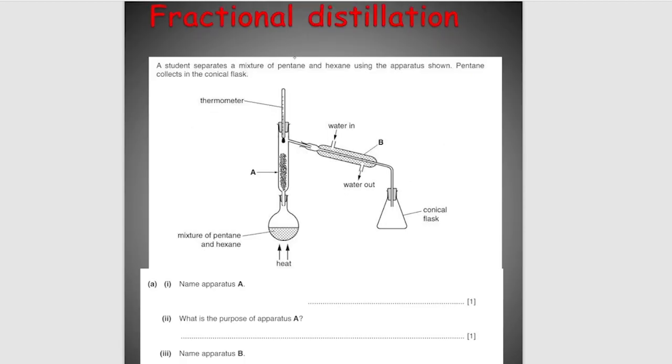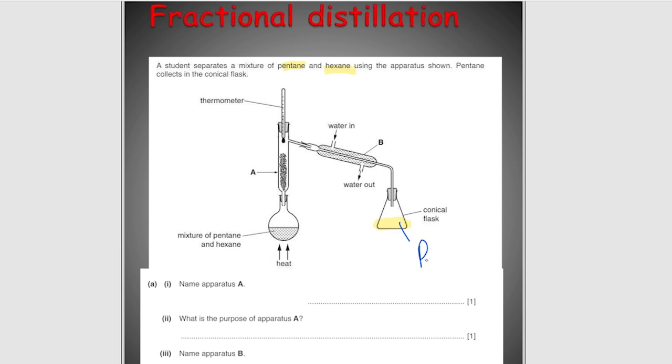Now another separation and purifying technique is fractional distillation. Fractional distillation is used to separate miscible liquids which are mixed together, whose boiling points are close to each other. For example, in this exam question, a student separates a mixture of pentane and hexane using the apparatus shown below. The pentane collects in the conical flask. So here they have collected the pentane.